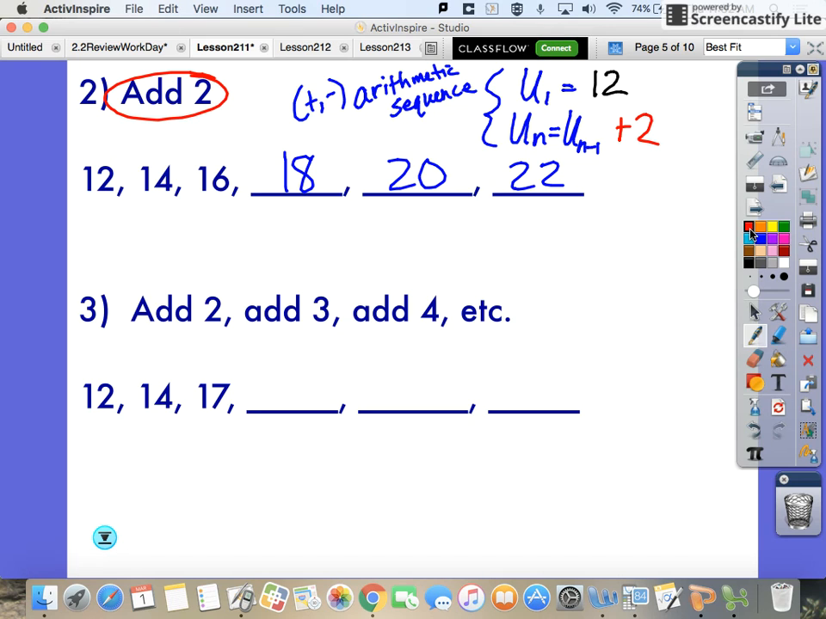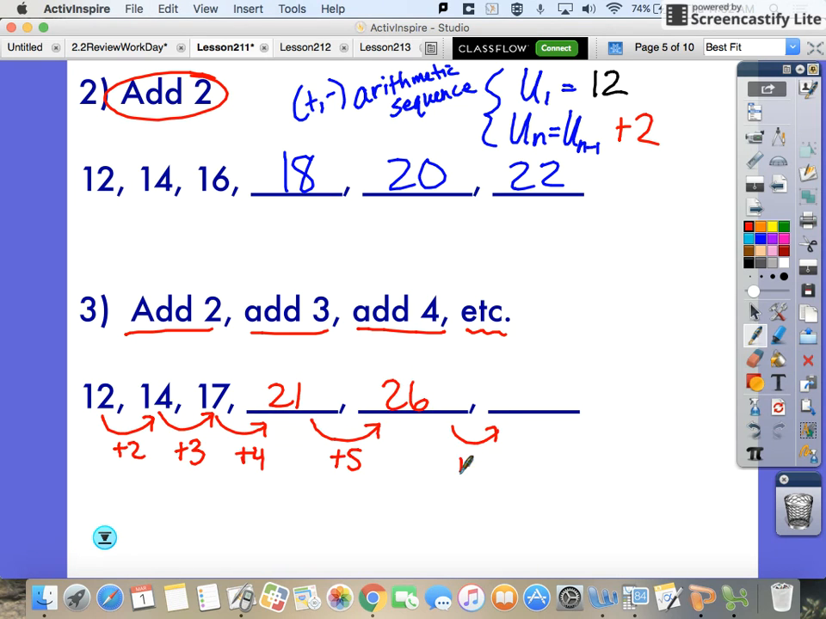So the next one, our pattern is a little bit uglier. It says add 2, then add 3, then add 4, etc. So 12 plus 2 is 14. 14 plus 3 is 17. 17 plus 4 is 21. Then we go plus 5 is 26. And plus 6 is 32. Okay?